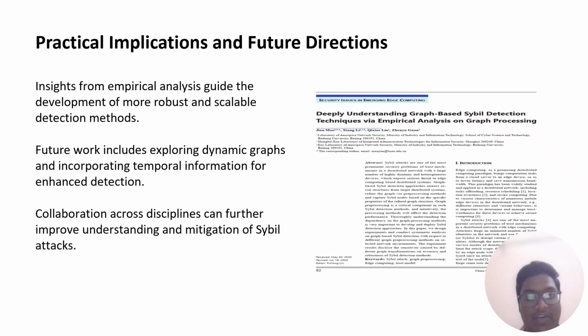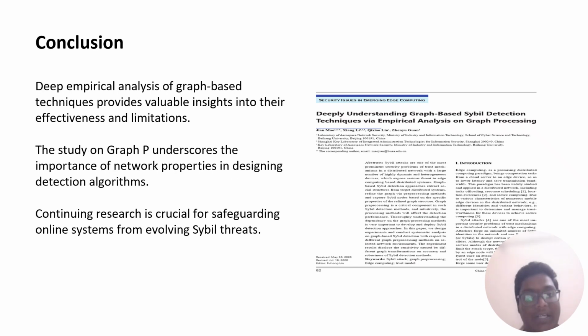Practical implications and future directions. Insights from empirical analysis guide the development of more robust and scalable detection methods. Future work includes exploring dynamic graphs and incorporating temporal information for enhanced detection. Collaboration across disciplines can further improve understanding and mitigation of Sybil attacks.